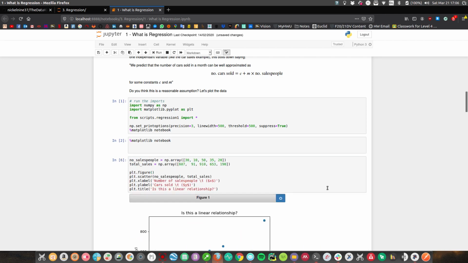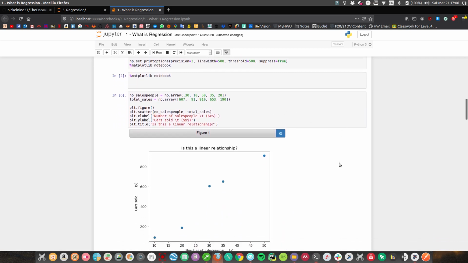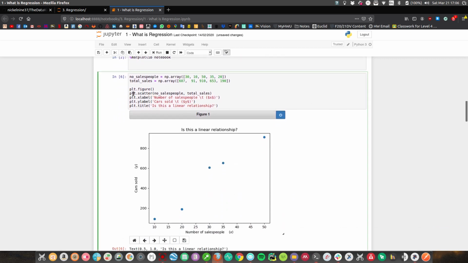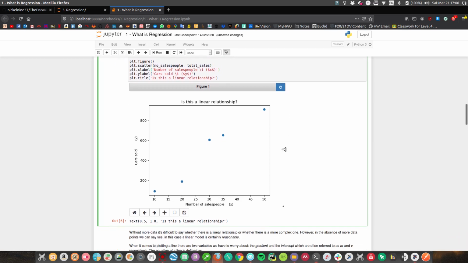So we are just plotting here, we're going to scatter plot the data that we've got. So we're doing plt.scatter, our x variable, the number of salespeople, and our y variable, the total sales. Okay, so this is the kind of graph that we've got. You can basically see instantly from this that the higher the number of salespeople that we hire, the higher the expected number of cars that we're going to sell. Some kind of relationship going on here.